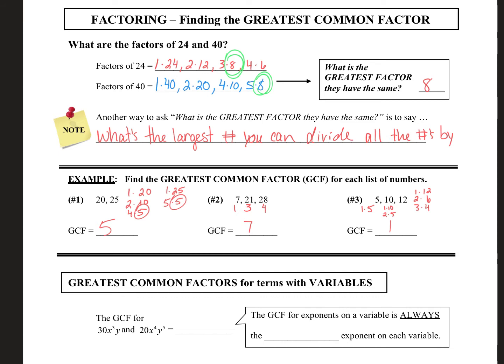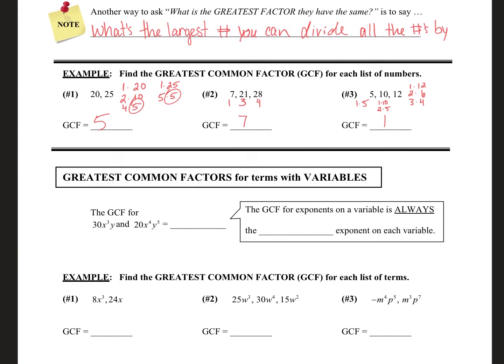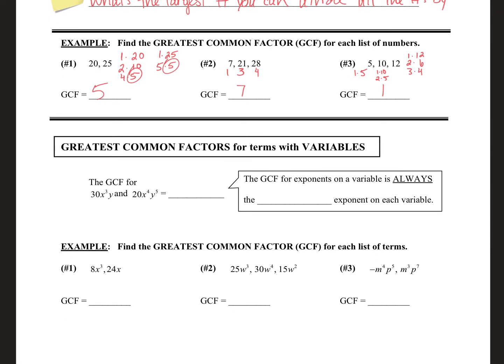Okay, so we had some practice doing that. Now let's find greatest common factors for terms with variables. The idea is really going to be the same here. So the GCF for 30x cubed y and 20x to the fourth y to the fifth, well, first of all, let's look at the greatest common factor of just 30 and just 20. With numbers like this, I think to myself, I know 10 definitely goes into both of these, but is there a bigger number than 10?